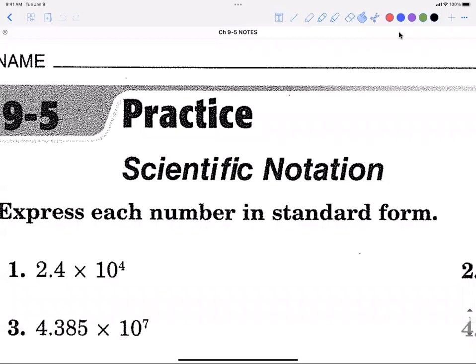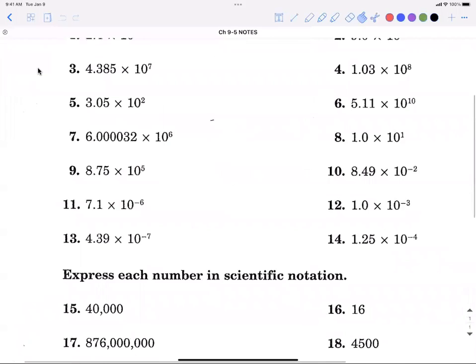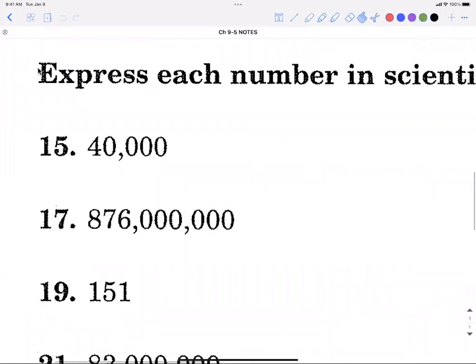All right, so we are going to be starting 9-5, which is scientific notation. With scientific notation, it's basically math shorthand. I'm going to skip ahead for just a second. When you get into a number like this, with all those zeros, and numbers obviously can get even bigger than this, there's a math shorthand to write this number in a more concise way, without writing out all those zeros.